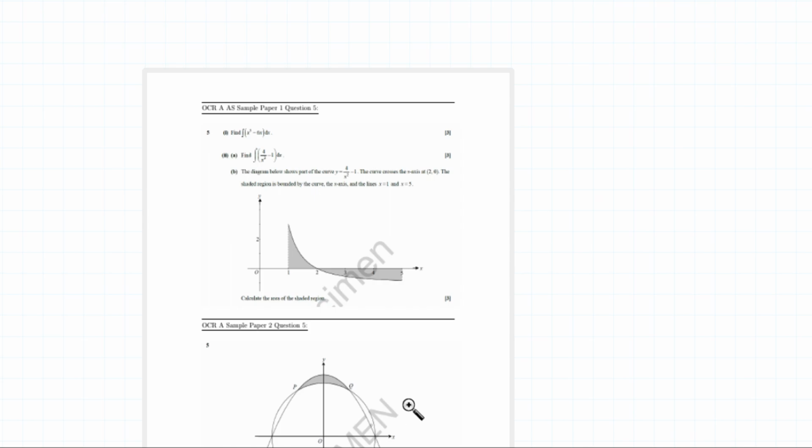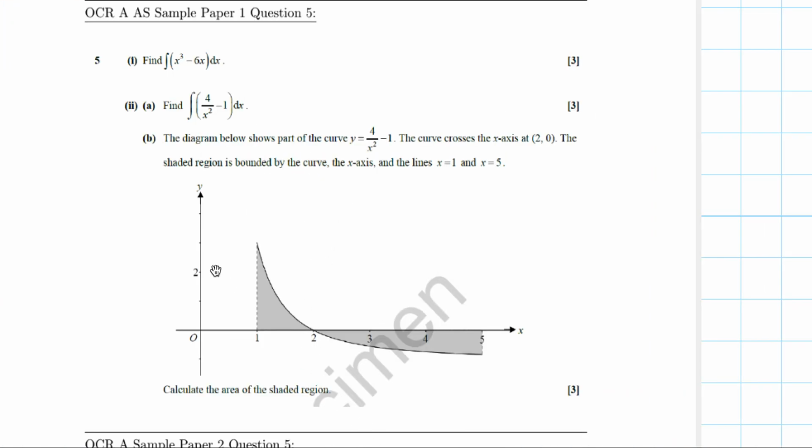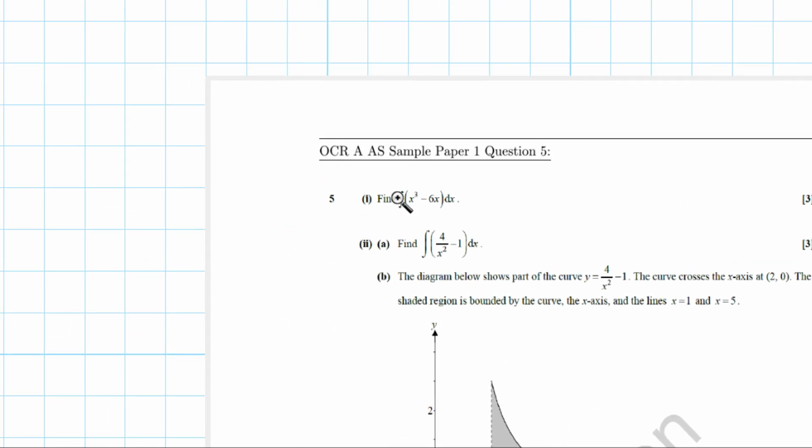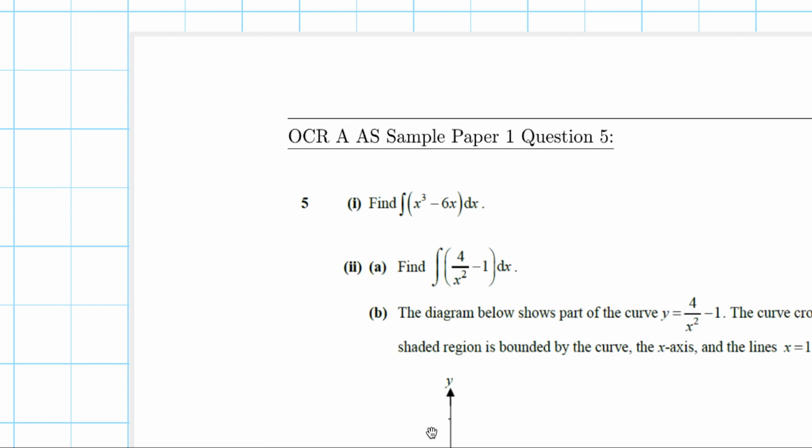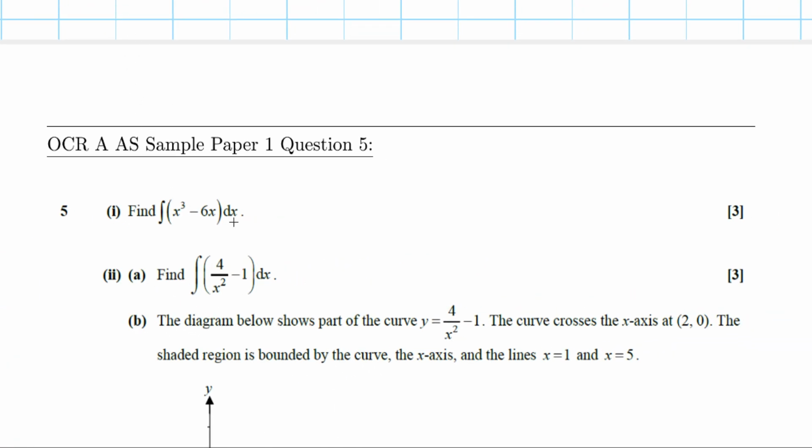Okay, last two questions. The next one we have is 5i, find the integral of x cubed minus 6x. So this one is a very straightforward integral. Raise the power by 1, so it becomes x to the power 4 over 4, and then divide by the new power. Then raise the power by 1 for the second term, and divide by the new power, 2.